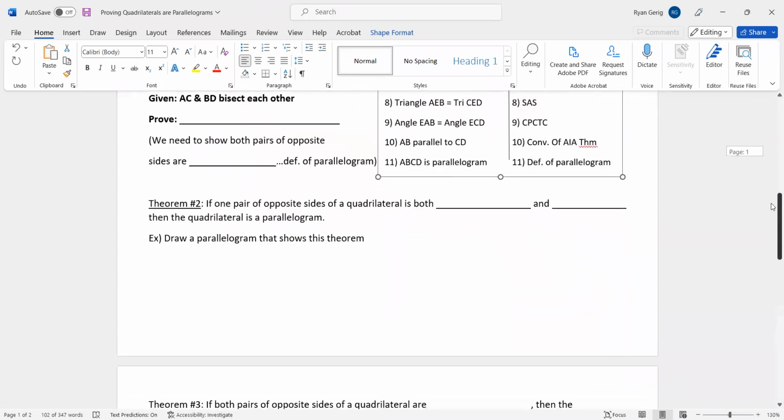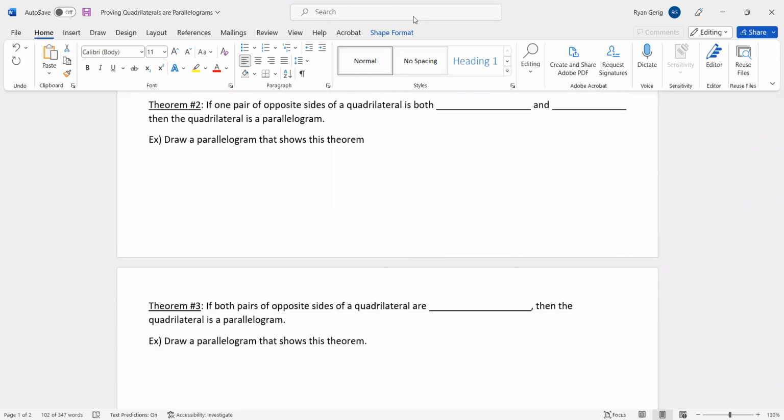Okay. So theorem number 2. This one's a little bit weird, this one was not on lesson 2's notes. If one pair of opposite sides of a quadrilateral is both parallel and congruent, then the quadrilateral is a parallelogram. So draw a parallelogram that shows this theorem. All I need is one pair of sides parallel and congruent.